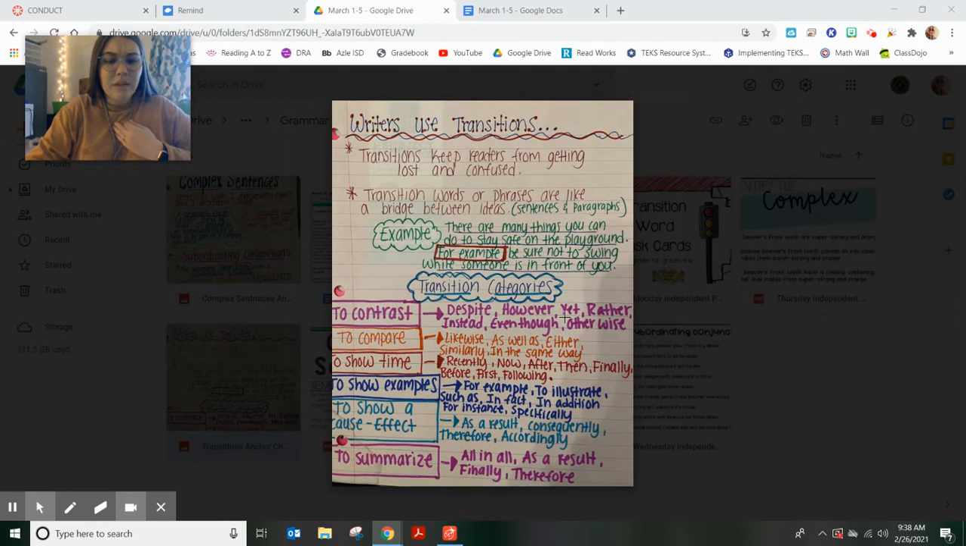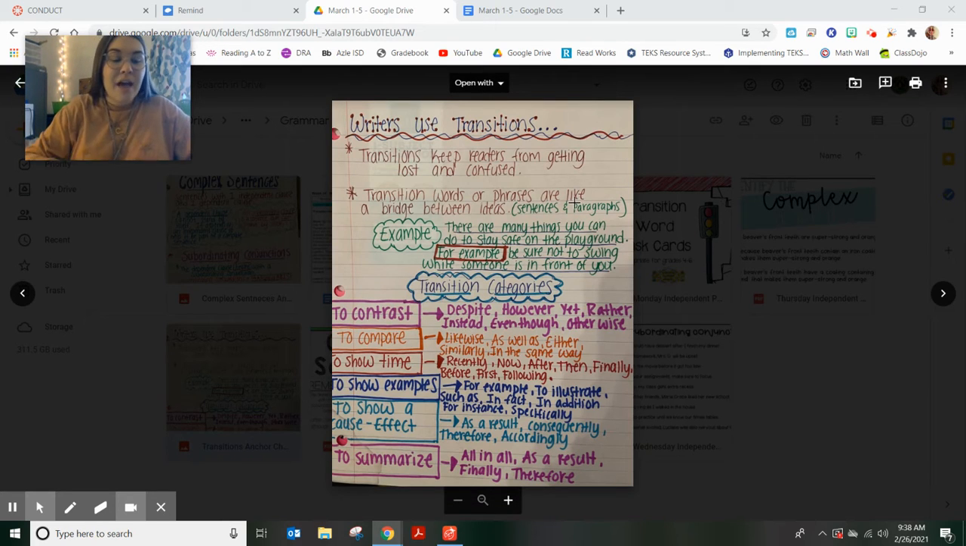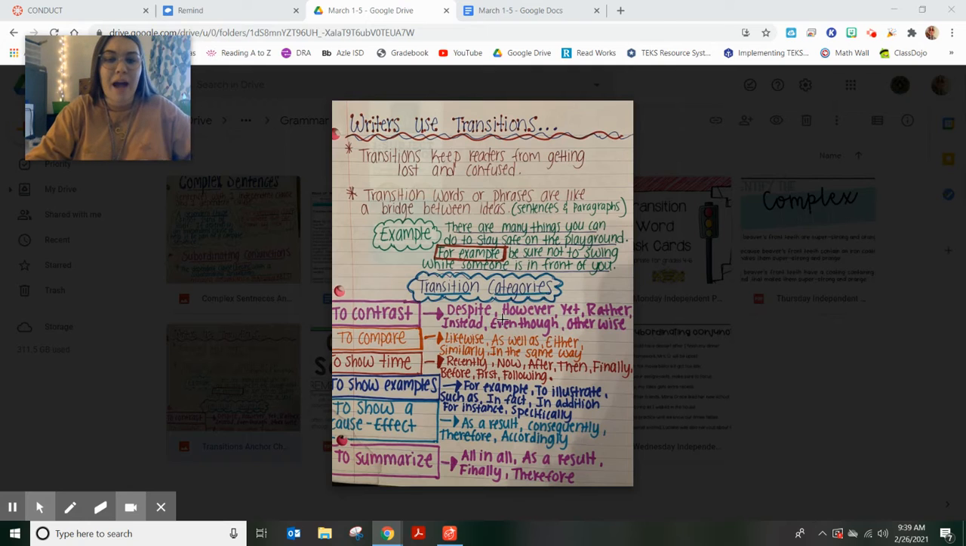Here are some categories that transition words fall in. There are some that are to contrast. That would be like despite, however, yet, rather, instead, even though, otherwise. If they were to say, there are many things you can do to stay safe on the playground. However, many kids do end up getting hurt. That could be a great one for contrast.